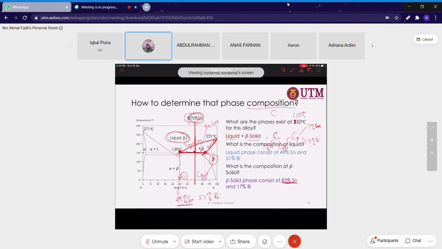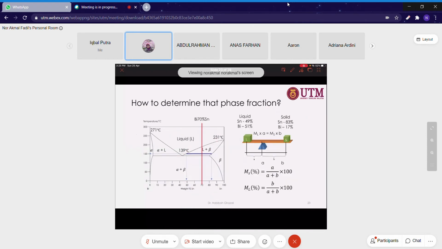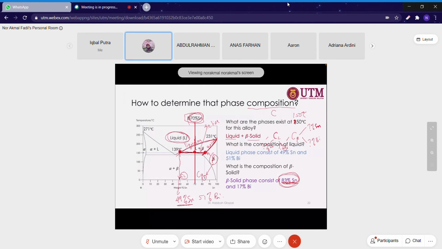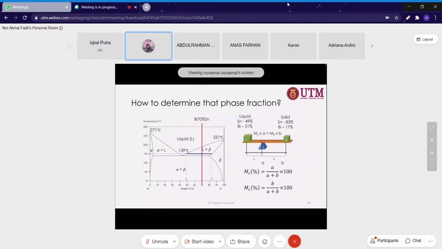Next is the phase fraction. You have a liquid and a solid here at this point, but they have different compositions. You want to know how many liquids remain. Of course, upon cooling, as the temperature drops, at this point for example, there is a very small solid, which is beta, inside the liquid. And then at this point, the beta grows larger.